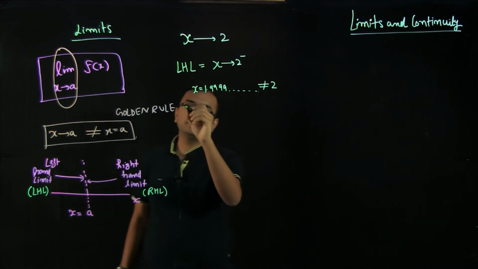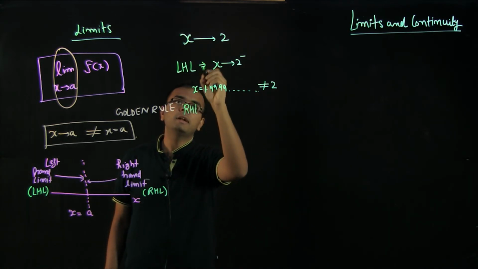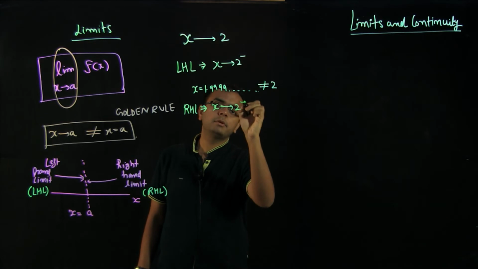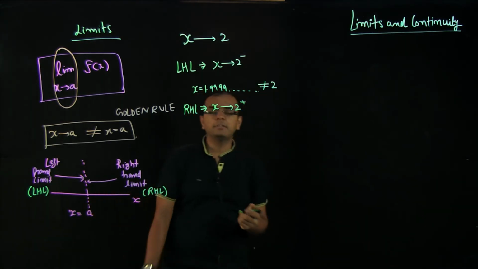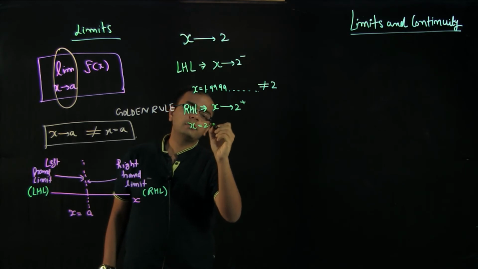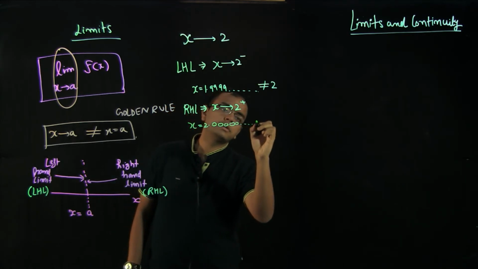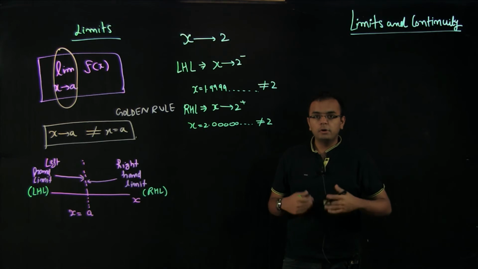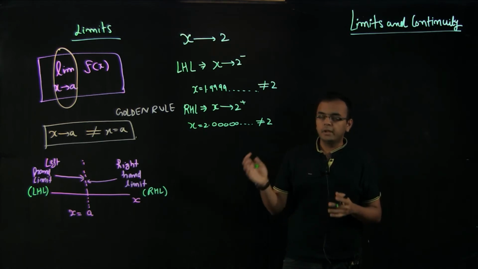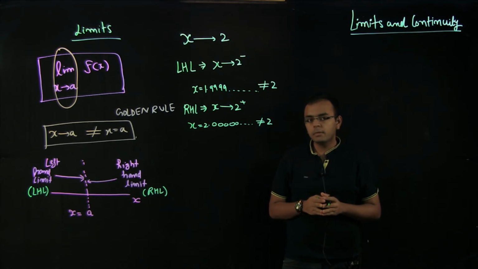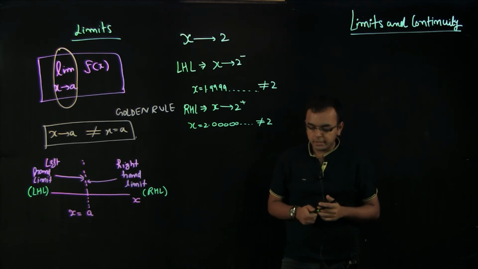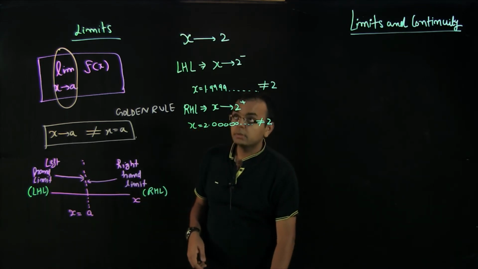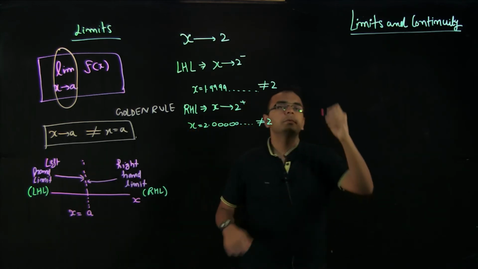Okay, and in the right hand limit, when we are evaluating the right hand limit, we say that x is approaching 2 positive, because it is a little larger than 2, and in that case x should be 2.00000 and so on, but not equal to 2. So I hope this makes sense, what I mean when x approaches 2 positive. Okay, and let me try to give you an example so that you would be able to understand this more. So let us take an example.